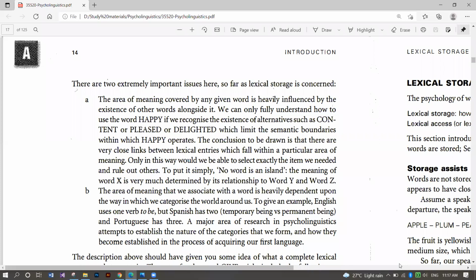Only in this way would we be able to select exactly the item we needed and rule out the others. So the same point is being made: we need to look into the words related to it. For example, as they have given the example, "happy". With happy, if you have information about the existence of other words like pleased and delighted, then you can understand the difference between them and know them well, then you can pick the exact word and rule out the other words.